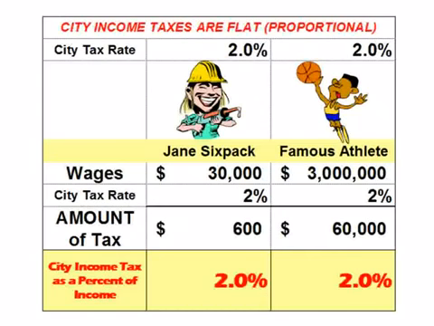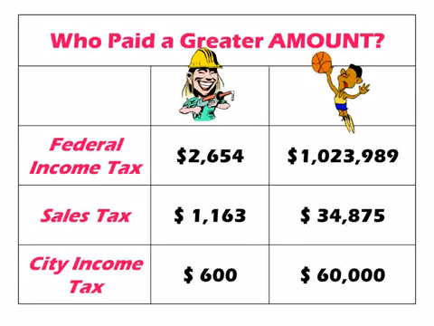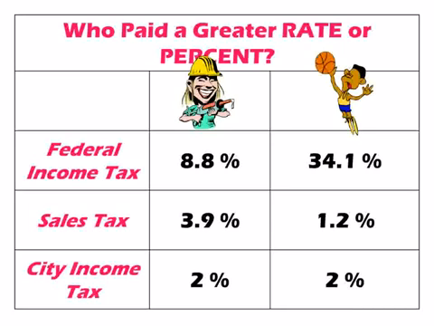Then I move on to an example of city income taxes. He pays a much greater amount of city income taxes, but both of them pay the same rate, the same percent. So I use mathematical examples. Then I summarize it. These are the dollar amounts from those spreadsheets. He paid a greater amount in every case. But then I contrast that with the rates.